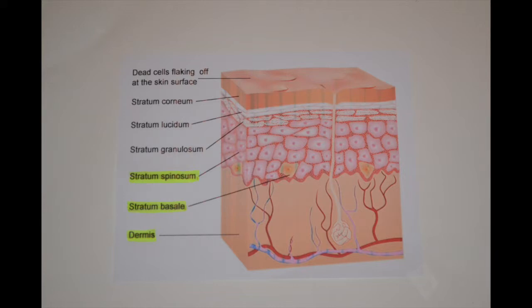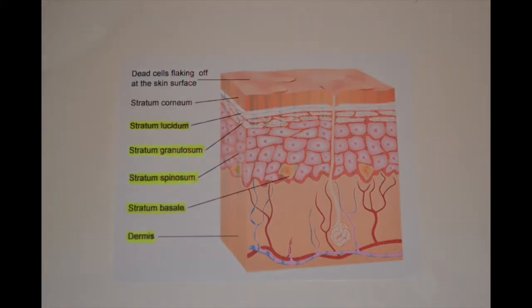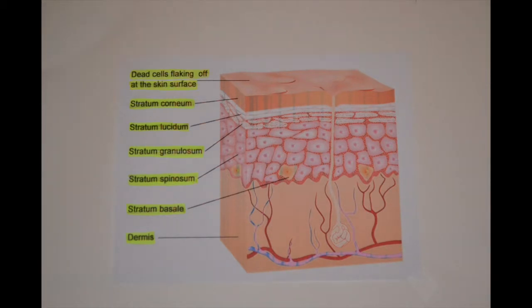Approaching the skin surface will be a thin layer of stratum granulosum and stratum lucidum. Next is the stratum corneum, which contains many desmosomes and several layers of keratinocytes. Finally, the skin surface is composed of dead cells.